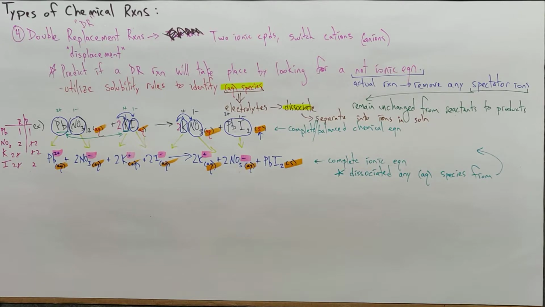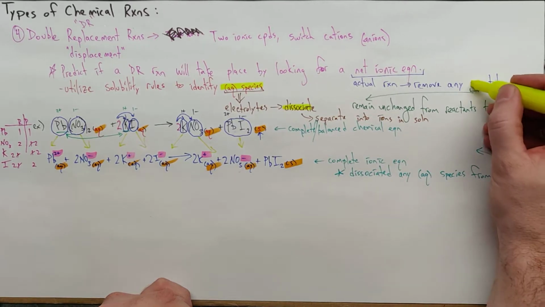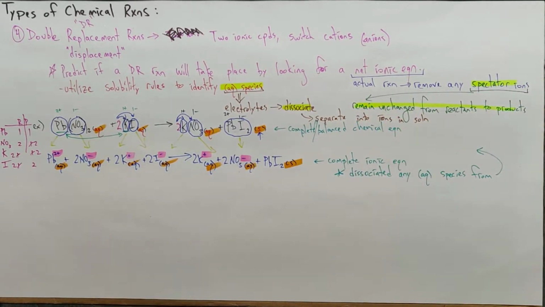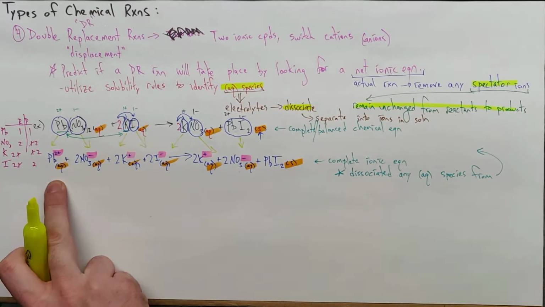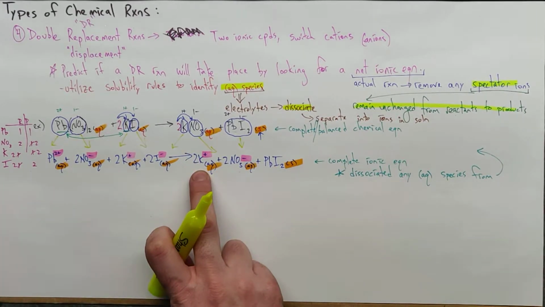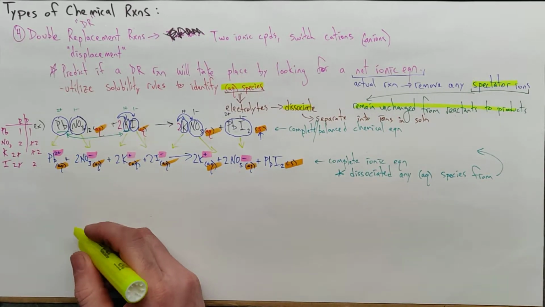spectator ions. How are we going to identify our spectator ions? Well, spectator ions are things that remain unchanged from reactants to products. As you look here, do we have any of those things? Well, since I highlighted this in yellow, I'll look here. Do I have lead ions on the other side? No. Not lead ions, it's in a compound, right? So that is something that is not a spectator.